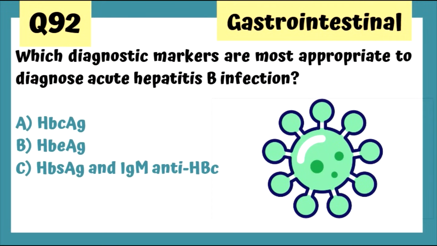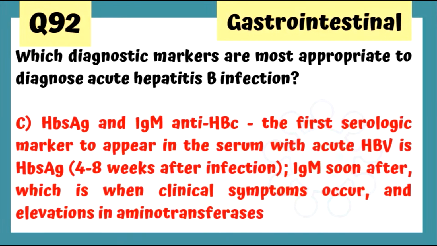Question 92. Which diagnostic markers are most appropriate to diagnose acute hepatitis B infection? HBsAg and IgM. That would be in the acute phase. The first serologic marker to appear in the serum is HBsAg, followed by IgM, which is when the clinical symptoms appear, and elevation in the aminotransferases.